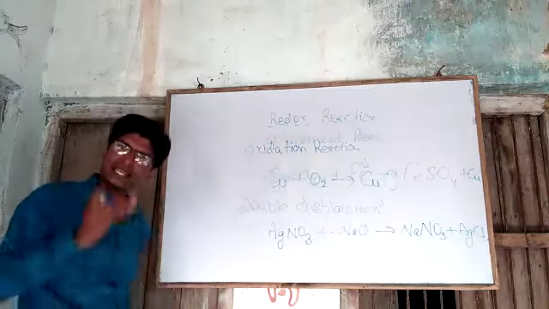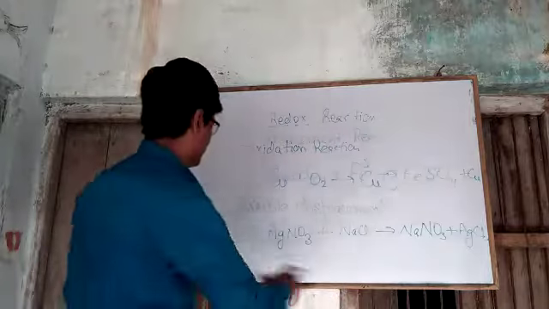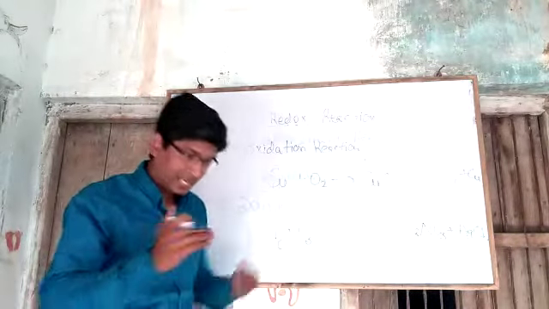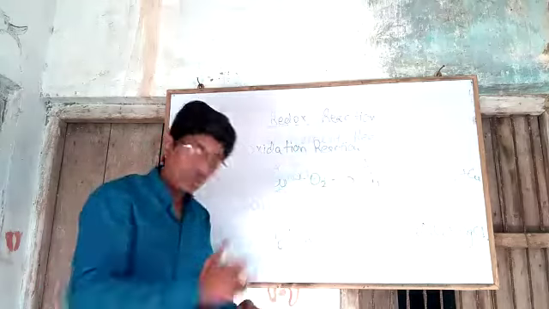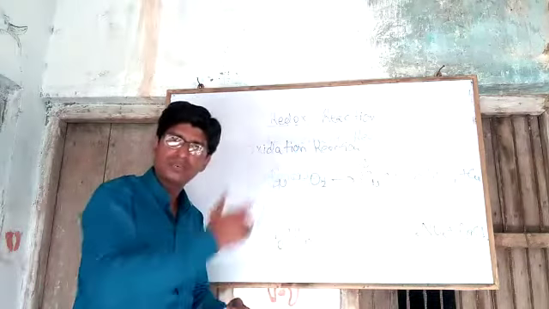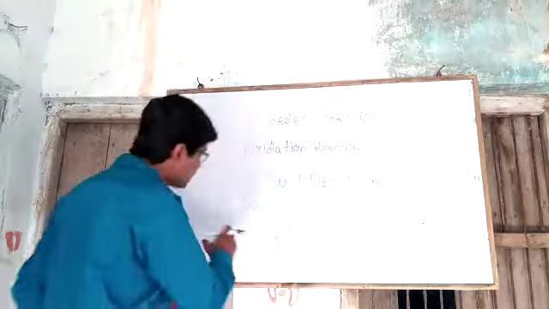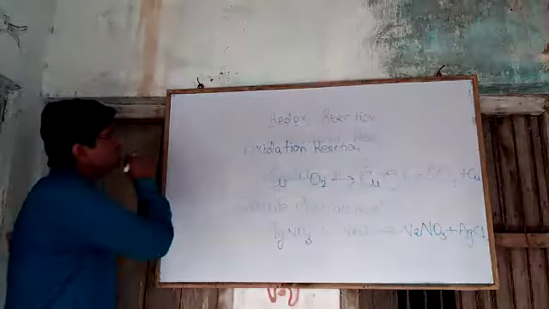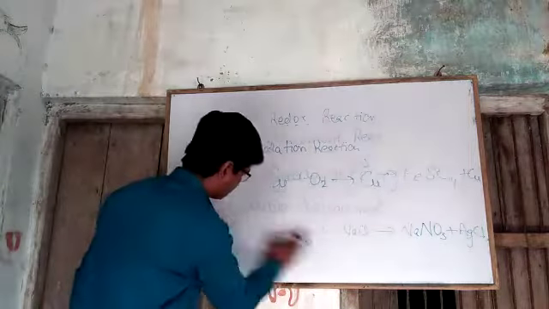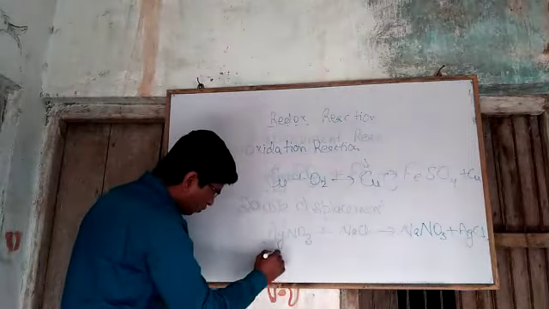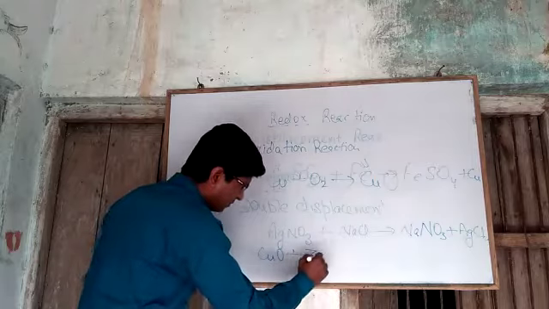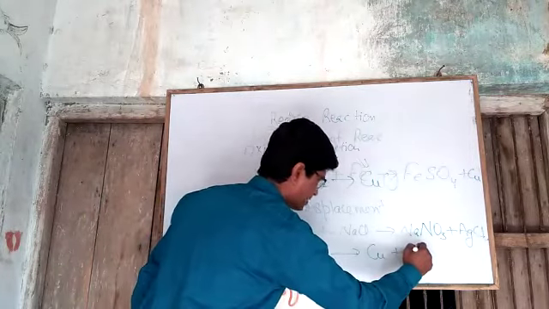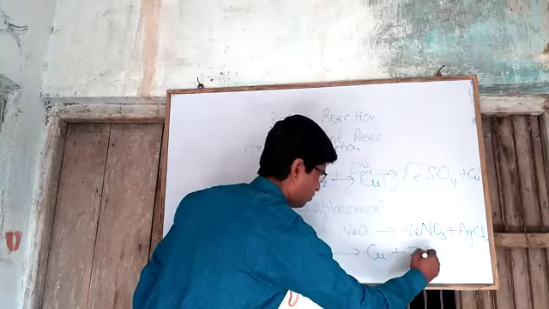We are taking another example, of reduction reaction. Once again I am repeating, oxidation means gain of oxygen, loss of hydrogen, loss of electron. Now about reduction reaction, we are taking an example. Suppose CuO, copper oxide, plus Zn, it reacts and forms Cu plus ZnO.